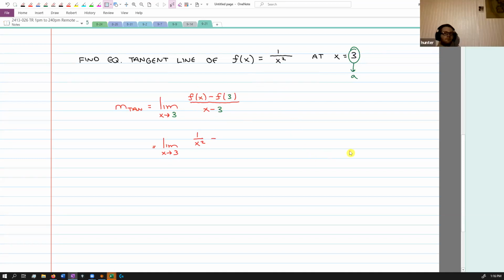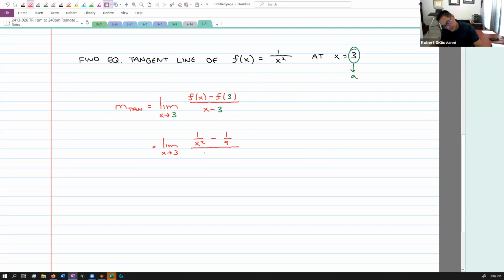1 over 9. 1/9, right? So 1 over 9. Then that entire thing divided by x minus 3. Now at this point, if you let x go to 3, I guarantee you're going to get 0 over 0. Every single time you do this, you have 0 over 0, which is an indeterminate form, right? That means we need to do some algebra, right?